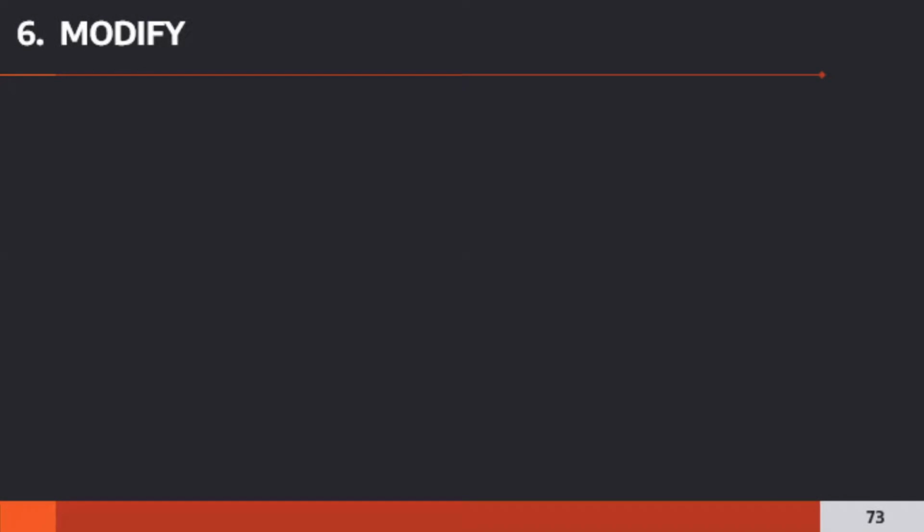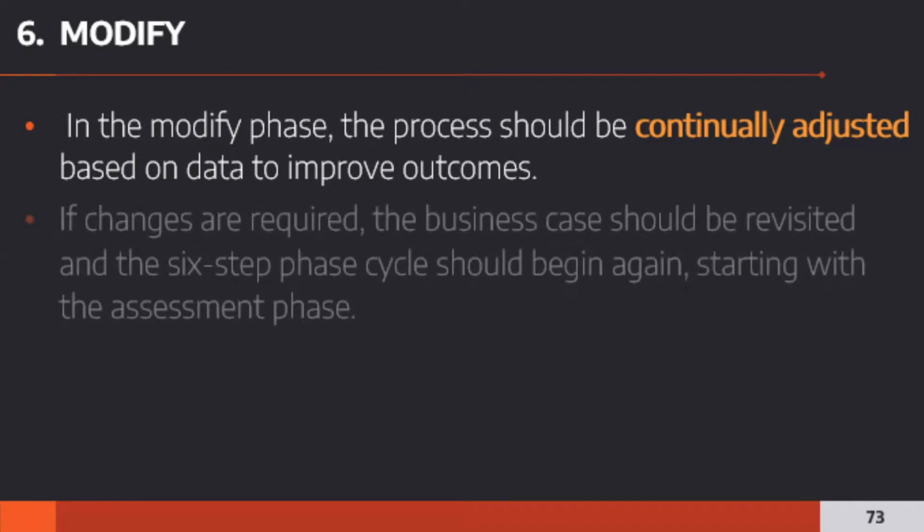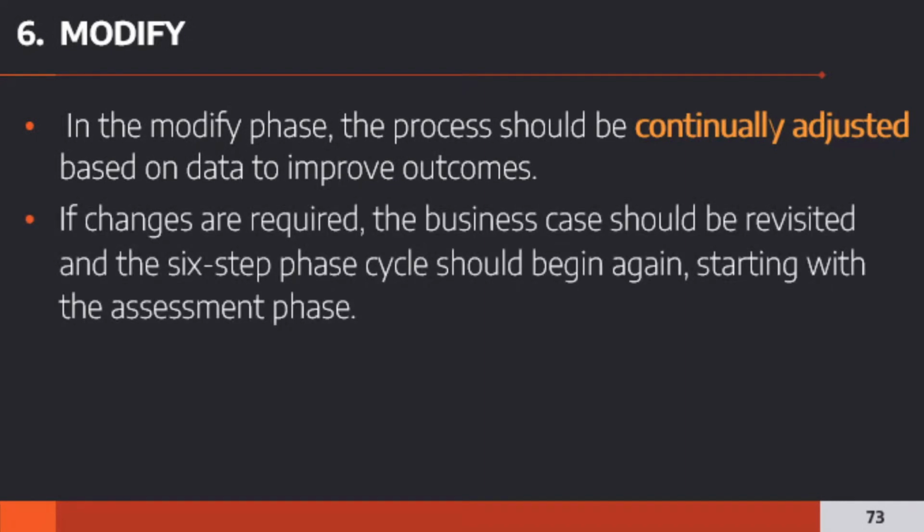Number 6 is to modify. In the modify phase, the process should be continually adjusted based on data to improve your outcome. So when you modify, again, the keyword here is continuous adjustment. If changes are required, the business case should be revisited and the 6-step phase cycle should begin again, starting from the assessment phase. So it has to repeat again. It has to begin again.